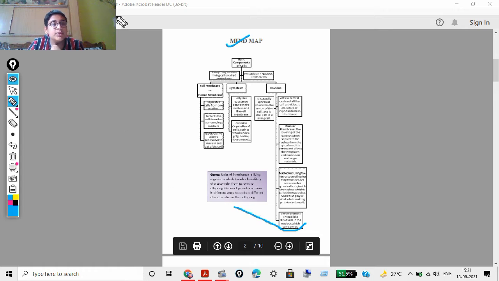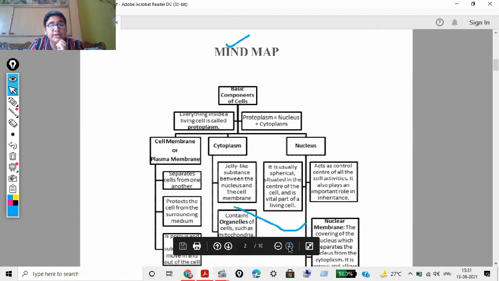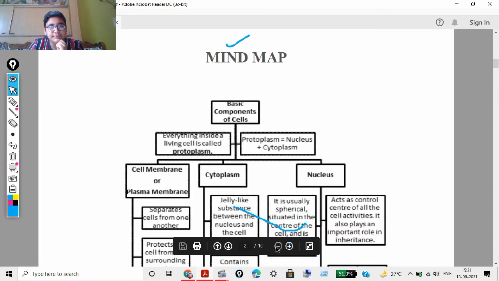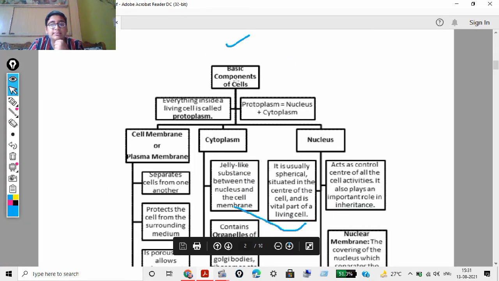Because with a mind map, if you mug up or understand it, you will go to a high speed in bio. Okay, so let us start our mind map. I'm going through a mind map which will make things easier to understand. See, let me clear everything.